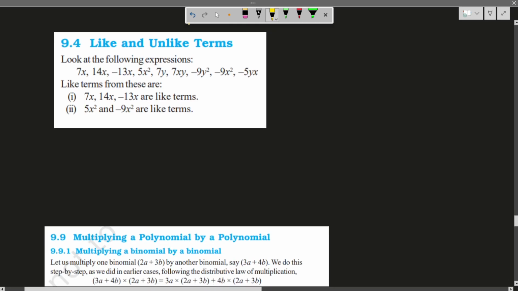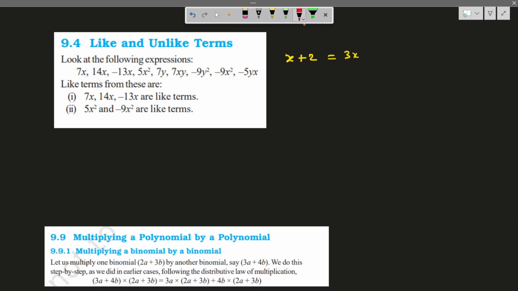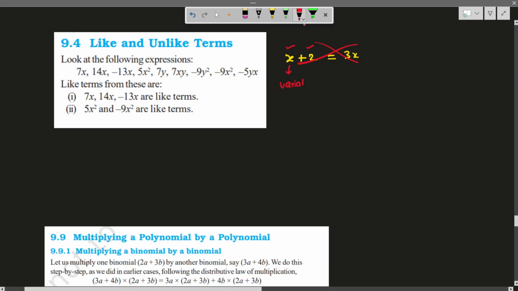Now what are like terms? Usually students make a mistake: x plus 2, they'll write it as 3x, which is a major blunder. x plus 2 is not 3x. We cannot add x and 2 because x is a variable and 2 is a constant. We should not add. We cannot add.